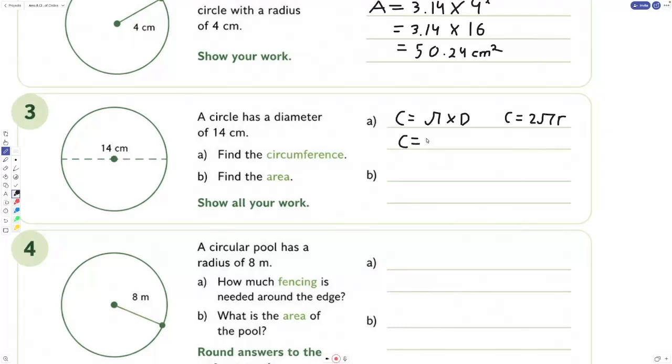C equals 2 times 3.14 times the radius. And what is the radius? Remember, it's half of the diameter, right?